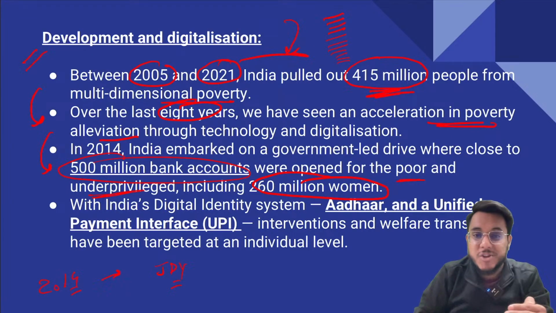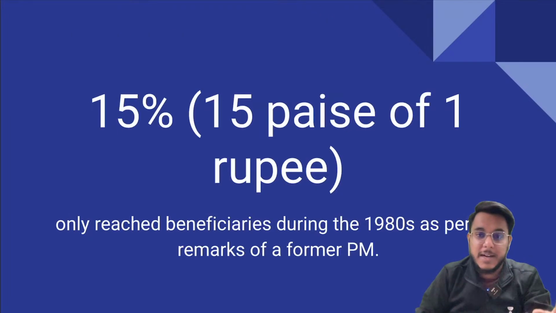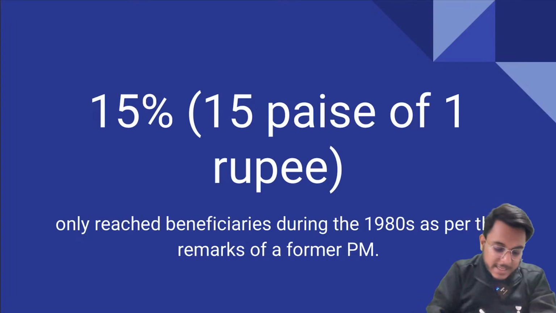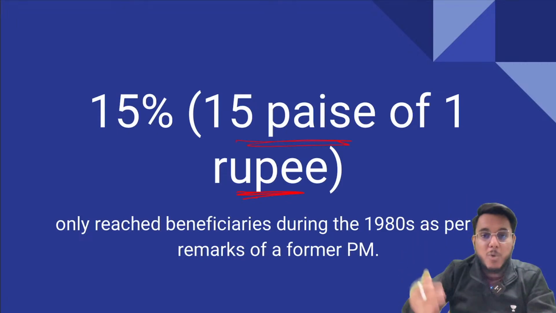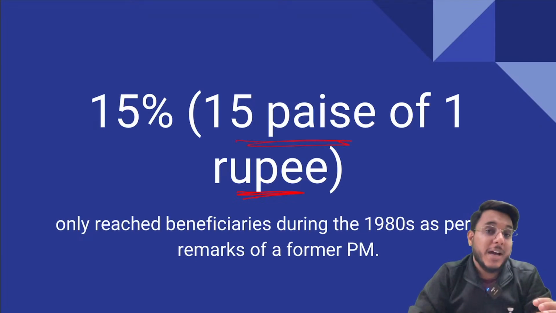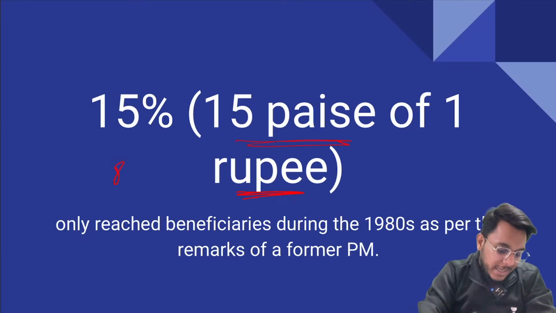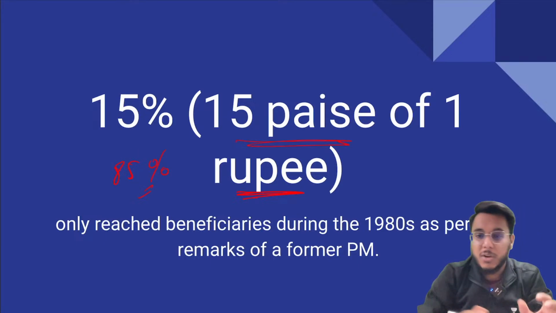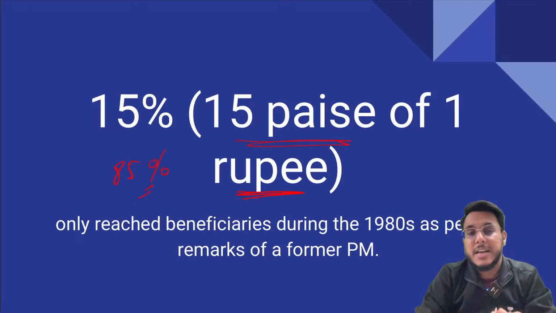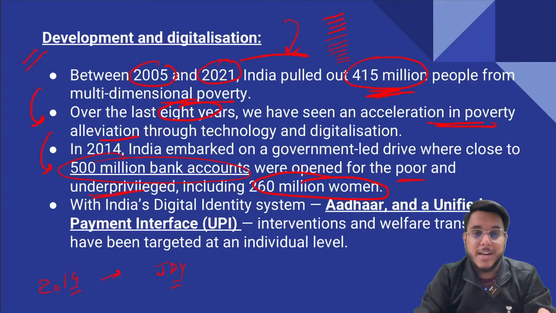Earlier, ghost beneficiaries and unintended beneficiaries were used to divert that money, and earlier a lot of corruption was there. Now, when we talk about corruption in India, understand this. According to a speech given by former Prime Minister Rajiv Gandhi in 1985 in Odisha, he said that 15 paisa out of 1 rupee actually reaches the intended beneficiary. So roughly 85% of the money was being diverted for corruption and all such things.